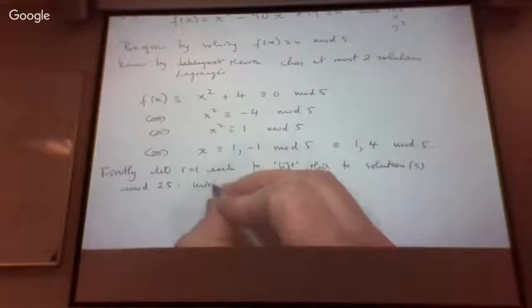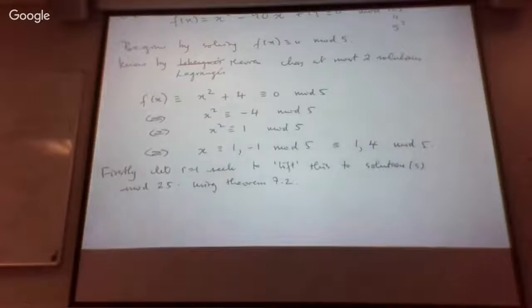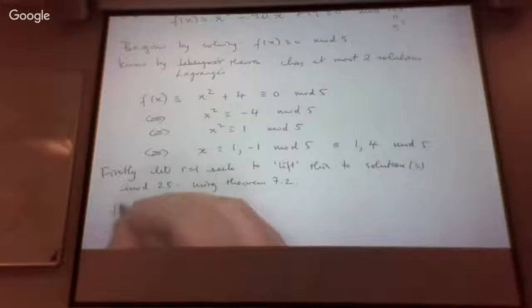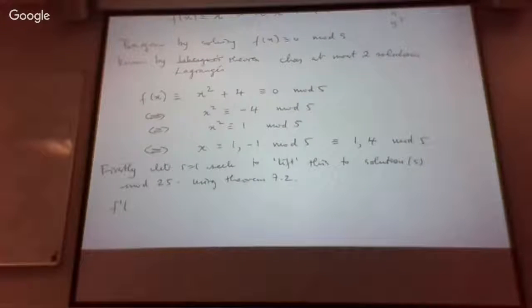Using, well, here we'll be using theorem 7.2. Because in an exam situation, you don't have to remember that number 7.2. Just refer to it as the lifting result from the handout. So the first thing we have to check is to evaluate the derivative of the polynomial at this solution that we have, and check whether it's 0 or non-zero modulo 5.